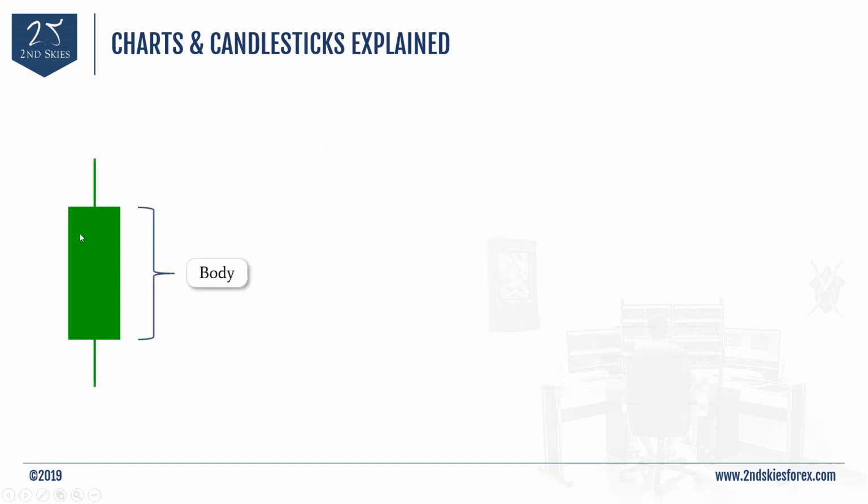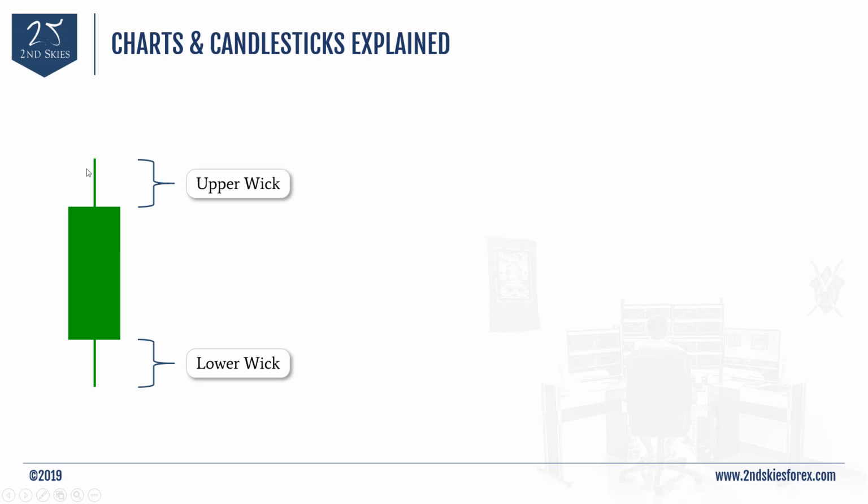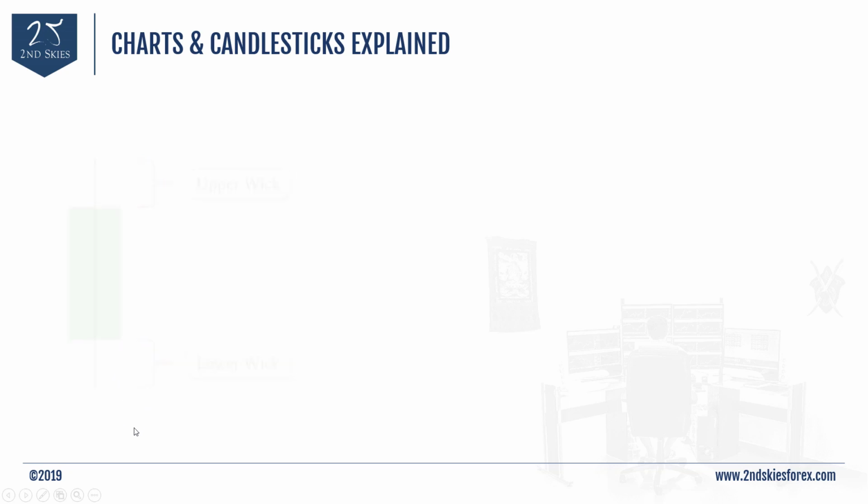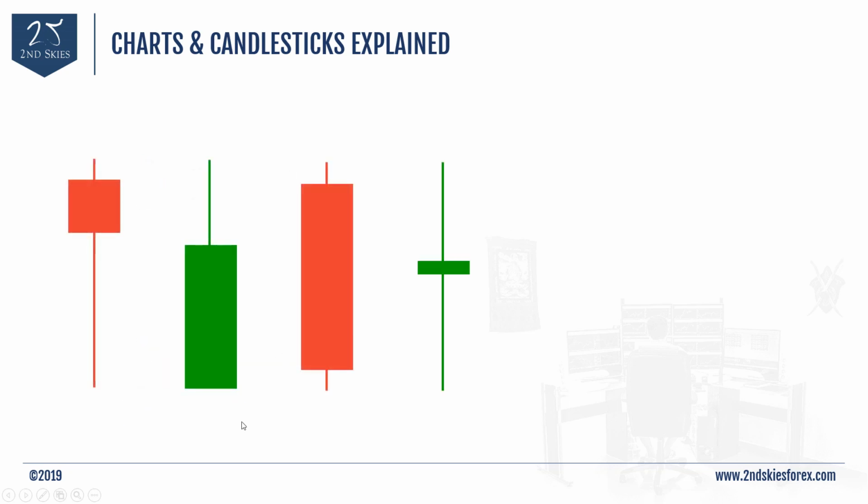So to summarize, the candlestick, this middle part, this filled rectangle, is called the body. And the parts sticking out, the spikes, are called the upper wick and the lower wick. These candlesticks can show up in any different shape and size, and it completely depends on what price did within that particular time frame.